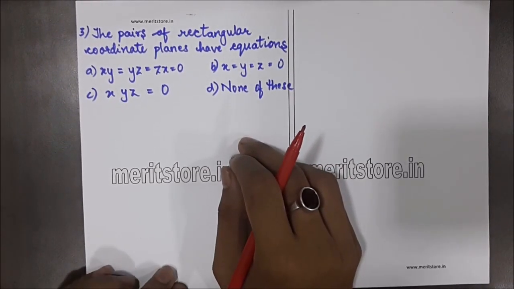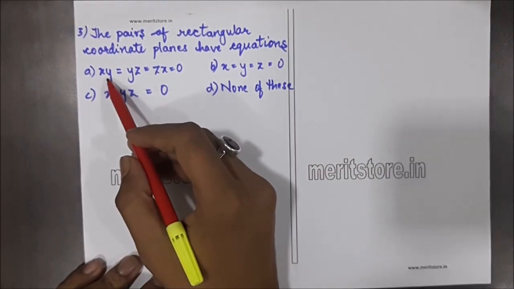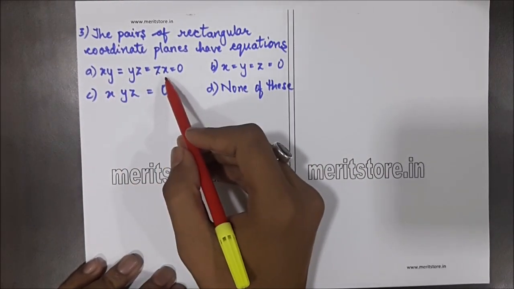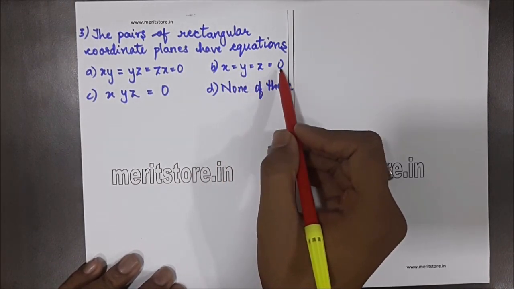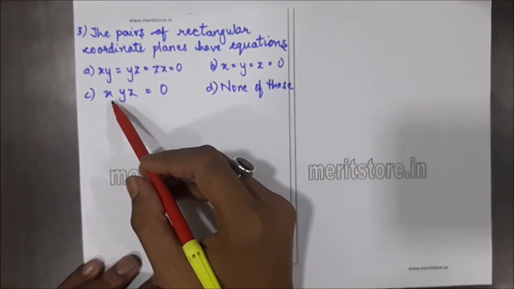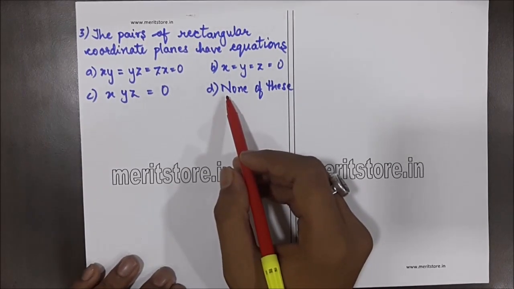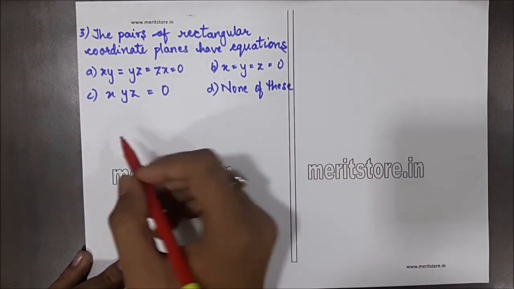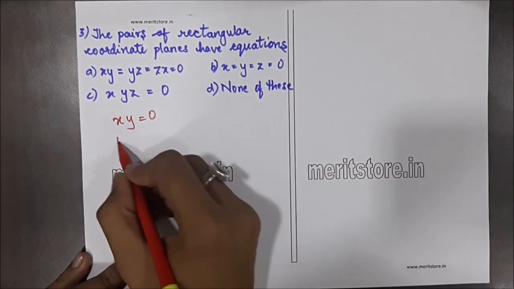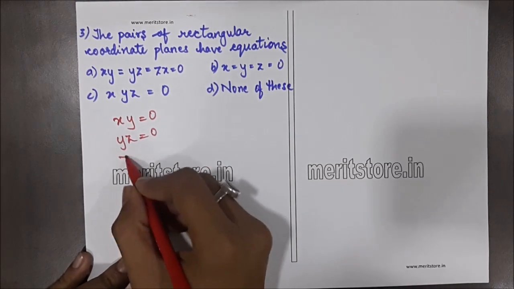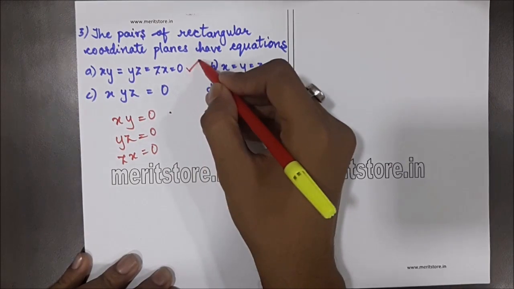The pair of rectangular coordinate planes have equation: option A, xy is equal to yz is equal to zx is equal to 0. Option B, x is equal to y is equal to z is equal to 0. Option C, xyz is equal to 0. And option D, none of these. We all know that the pair of rectangular coordinate planes have equations xy is equal to 0, yz is equal to 0 and zx is equal to 0. Therefore, the correct option is option A.